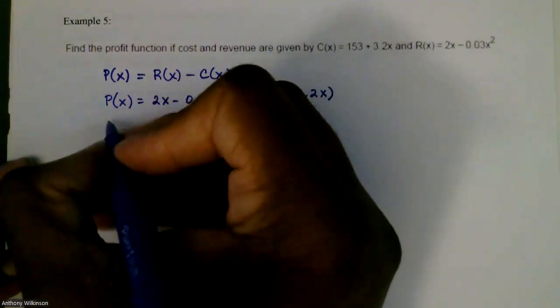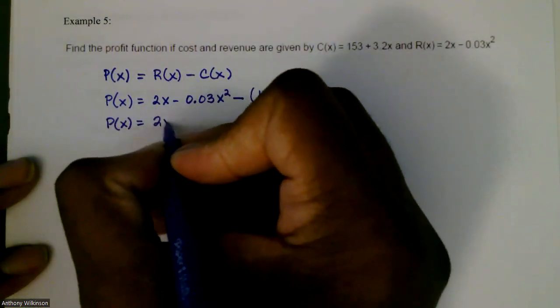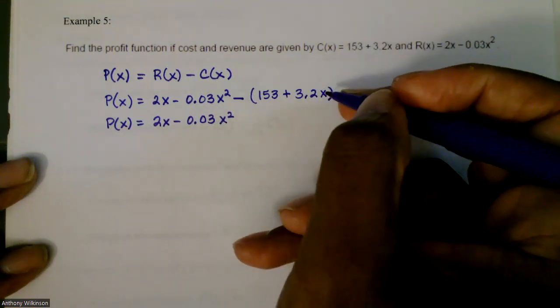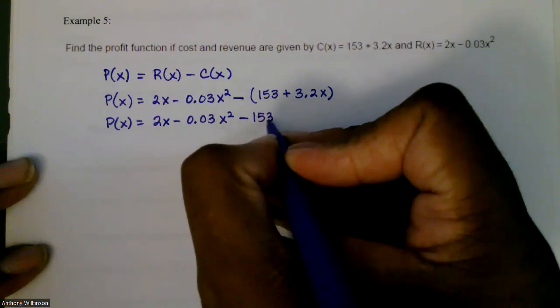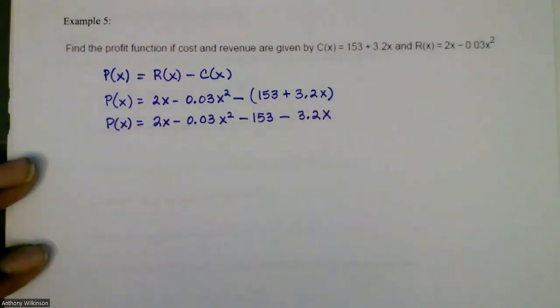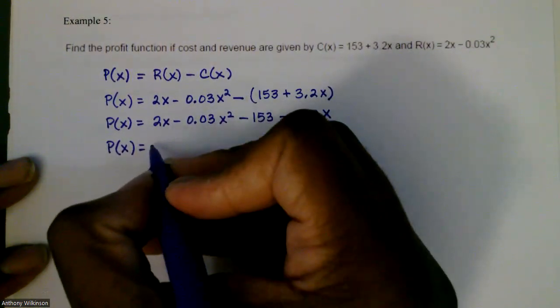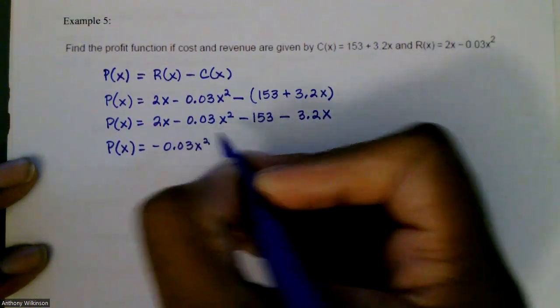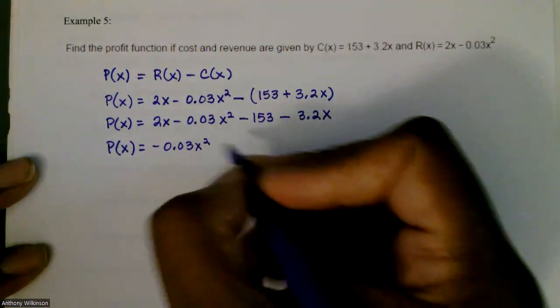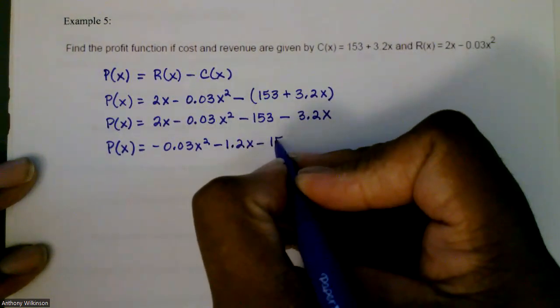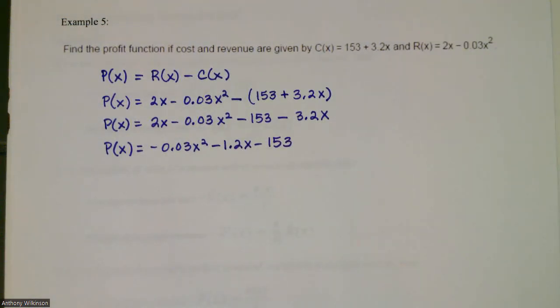Now, if I simplify this, P of x is equal to, bring down, 2x minus 0.03x squared, distribute the negative over 153 plus 3.2x, you're going to get minus 153 minus 3.2x. And then combine like terms and put these terms in descending powers. I'm going to put the negative 0.03x squared in front. 2x minus 3.2x will be minus 1.2x. Then bring down the minus 153. So this is your profit function. P of x is equal to negative 0.03x squared minus 1.2x minus 153.